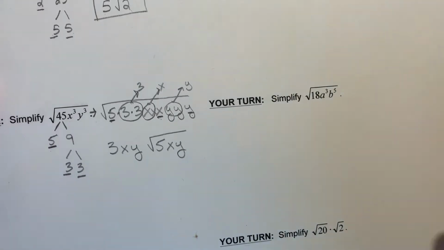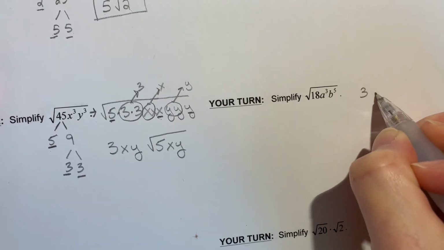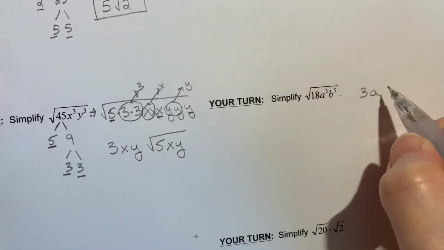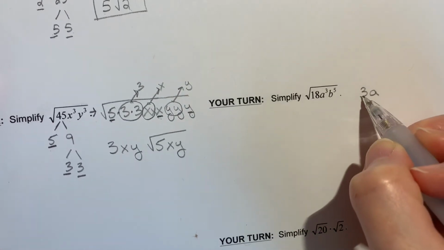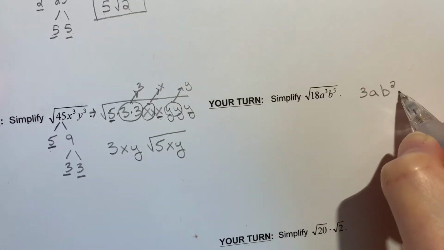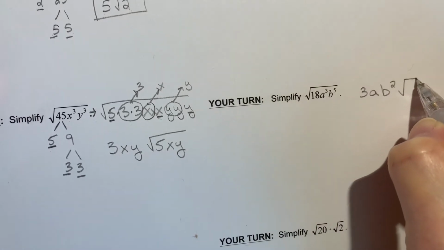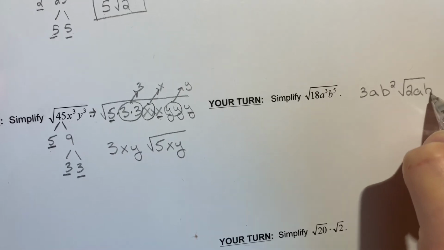And I will tell you for this one, you should get 3A. You know what? I'm actually going to do this one, no, I'll let you try it. 3AB squared on the outside. And what would be left on the inside is 2AB.